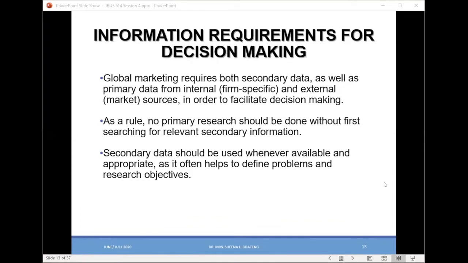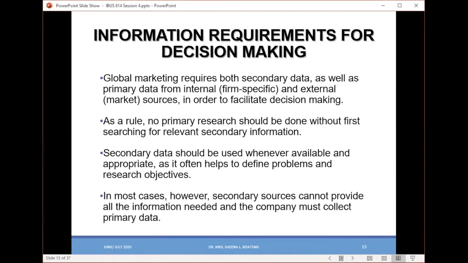So in essence, secondary data should be used whenever it is available and appropriate, because it will help you to a large extent to define the problem that you have, and to a large extent determine whether or not the research objectives that you have can be achieved the way you want them to.